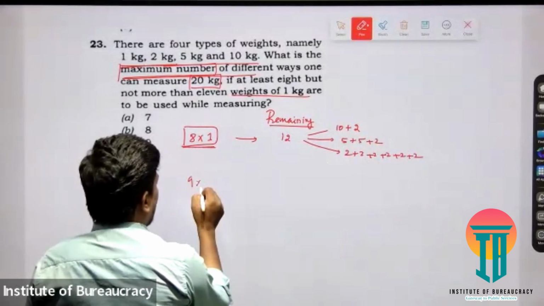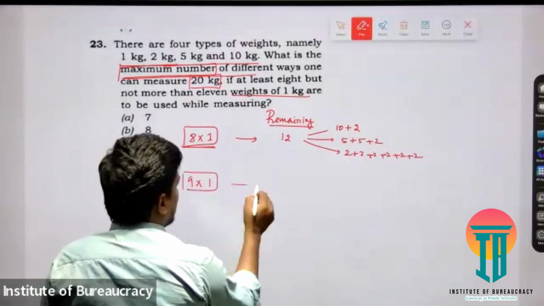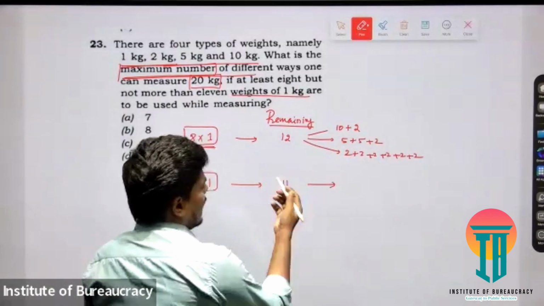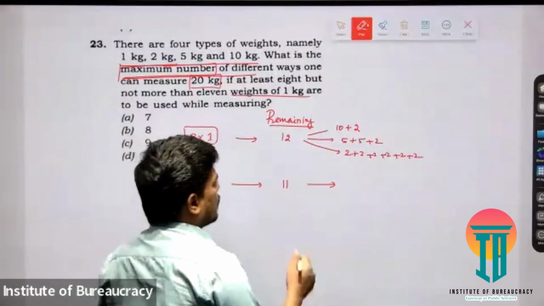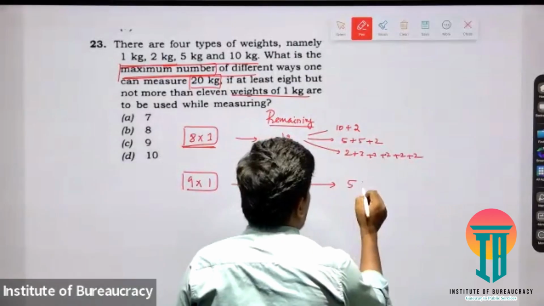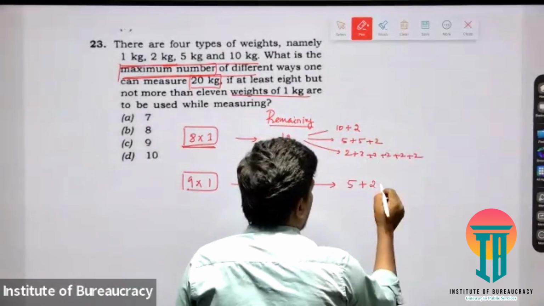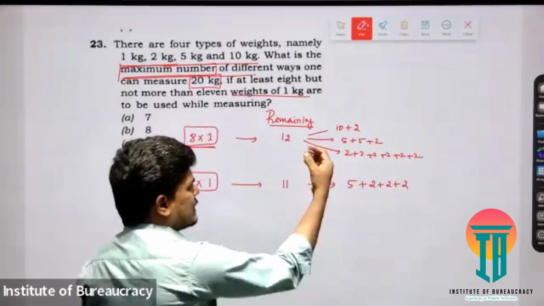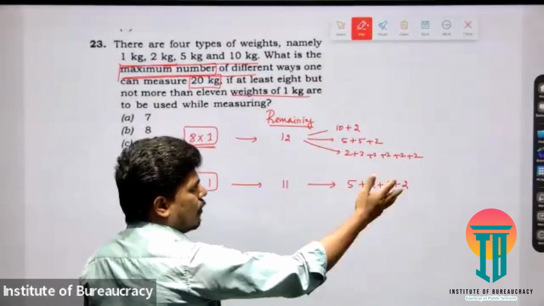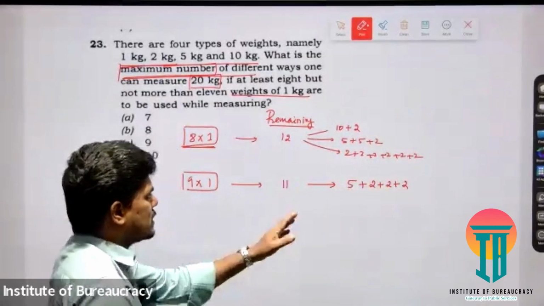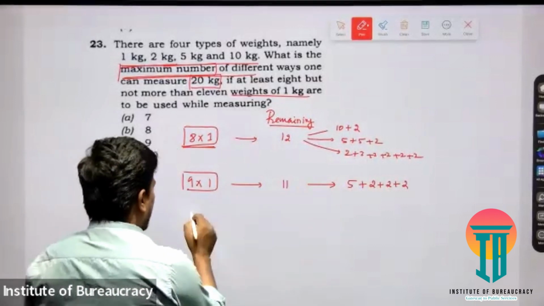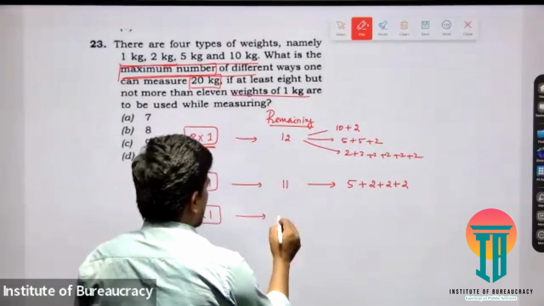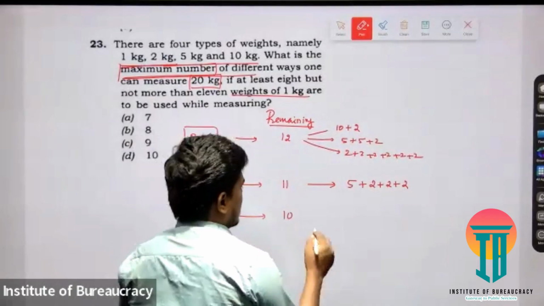Next, if I use 1 kg 9 times, remaining is going to be 11 kg. How do you measure this 11 kg? It is 5 plus 2 plus 2 plus 2, so 6 plus 5, 11. I cannot use 10. I cannot use all 2s. Only this one possibility, there is no other possibility. And then if I use 1 kg 10 times, remaining is going to be 10. This 10 can be measured as what?